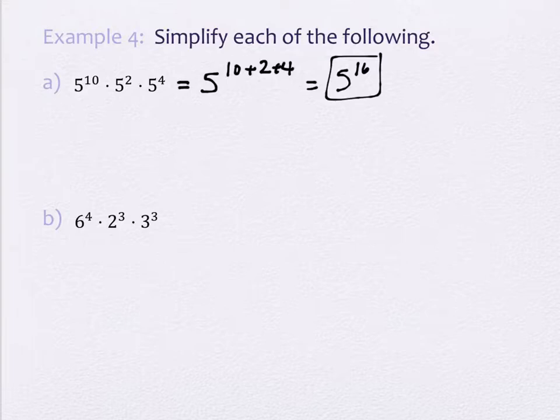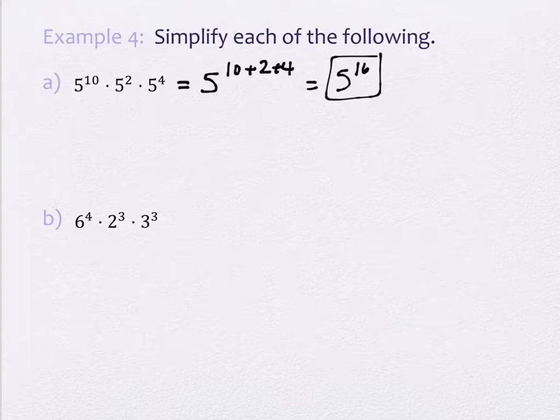B is slightly different. What's going on in B? The bases are different. I have a 6 and I have a 2 and I have a 3. There are two different ways that you could do the problem, both equally correct from different perspectives. Does anybody have any idea what they might try to do if they saw this problem?